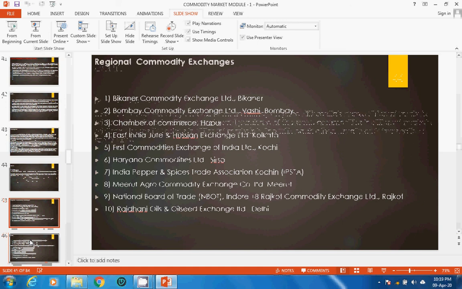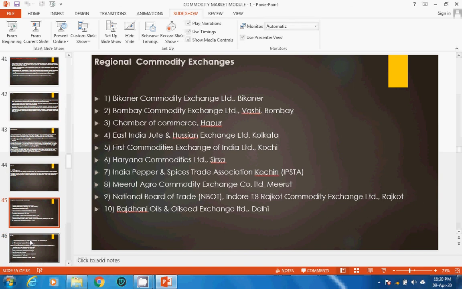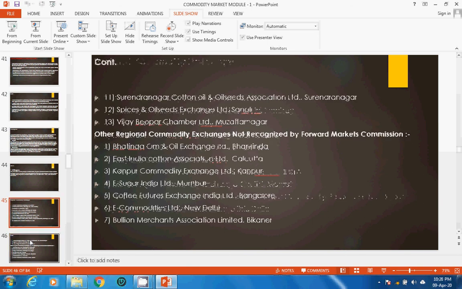Now let's go into a deeper understanding of some of the regional commodity exchanges, like Bikaner Commodity Exchange Limited situated in Bikaner, Bombay Commodity Exchange Limited, Chamber of Commerce, East India Jute and Hessian Exchange Limited, First Commodity Exchange of India Limited, Kochi, Haryana Commodities Limited, India Pepper and Spices Trade Association, Kochi, Meerut Agro Commodity Exchange Company Limited, National Board of Trade, Indore, Rajkot Commodity Exchange Limited, situated in Rajkot, Rajdhani Oils and Oilseed Exchange Limited, situated in Delhi. So these are some of the regional commodity exchanges.